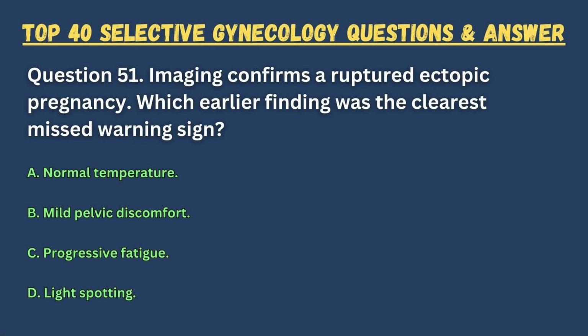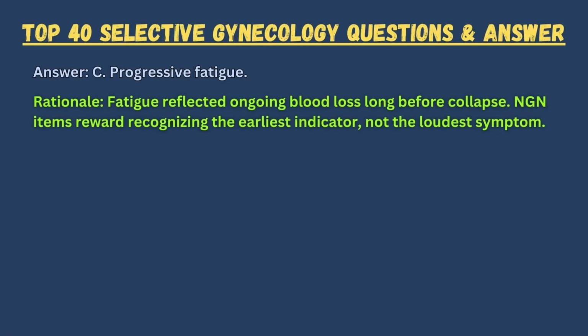Question 51. Imaging confirms a ruptured ectopic pregnancy. Which earlier finding was the clearest missed warning sign? A. Normal temperature. B. Mild pelvic discomfort. C. Progressive fatigue. D. Light spotting. Answer. C. Progressive fatigue. Rationale. Fatigue reflected ongoing blood loss long before collapse. NGN items reward recognizing the earliest indicator, not the loudest symptom.